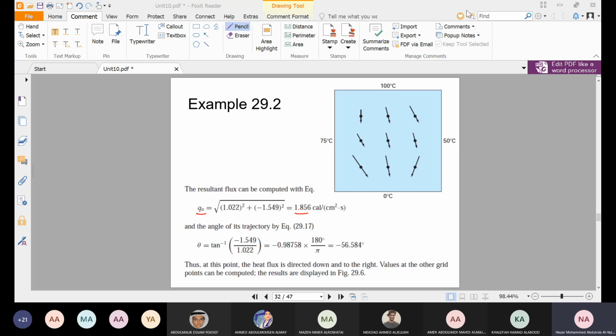So also we can use this here, for example, to compute the direction, the trajectory. So this is equal to the tangent inverse of Qy over Qx. Okay, and this is equal to minus 56.584 degrees. So as a result, we can summarize that this flux is directed down to the right.